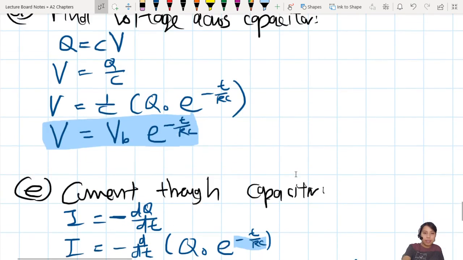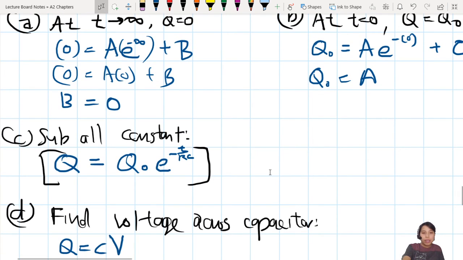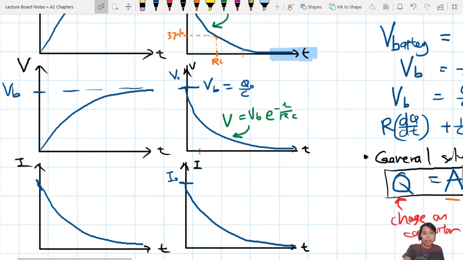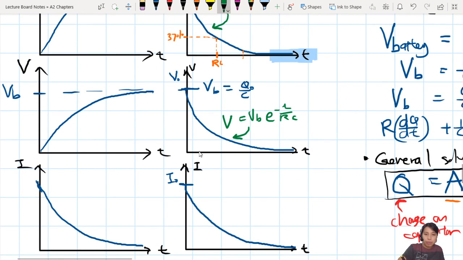So this is how you can find the current through the capacitor, the voltage across the capacitor, and of course, very importantly, the charge at the capacitor at any point in time with respect to time. So let's label this graph here as well. So this one, I equals I naught times e to the negative t over RC.